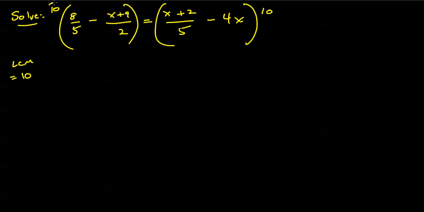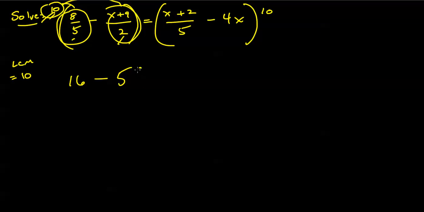On the left-hand side, let's apply my distributive law here. I've got to multiply 10 times 8/5. Well, 5 goes into 10 twice, and 2 times 8 is 16. From that first product, how about the second product? 10 times x plus 9 over 2. 2 goes into 10 5 times, and 5 times x plus 9. I'll just leave that product hanging until I do the same thing on the right-hand side.